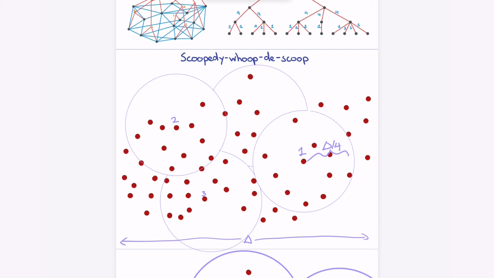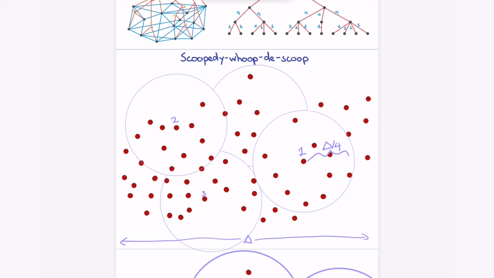Oh, yeah, you'll get diameter delta over 2. Okay, and then you divide by 4 again. So maybe it doesn't matter. Okay, so you'll scoop out this smaller ball and this smaller ball. This kind of thing.